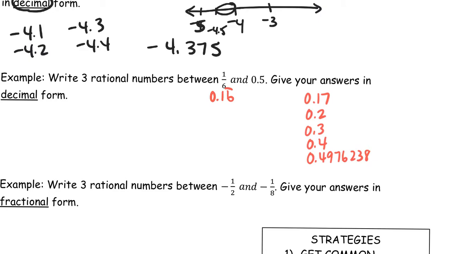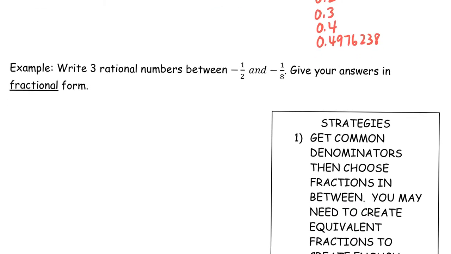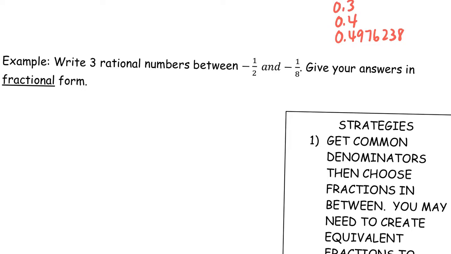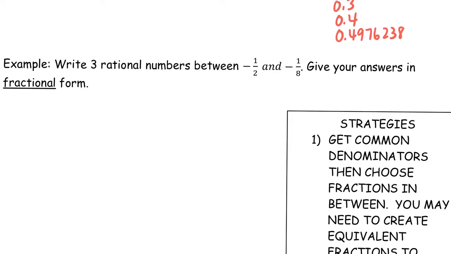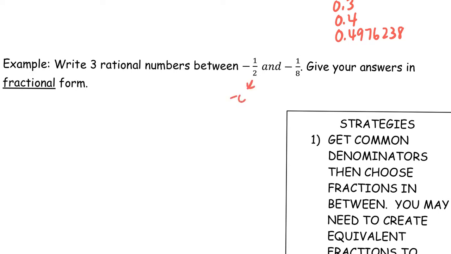Okay. Now, the last example is writing three numbers in between, say, -1/2 and -1/8, giving our answers as fractions this time. So if I want my answers to be fractions, then I probably want to work in fractions. You could convert these into decimals. This would be -0.5, and 1/8 would be -0.125, and then choose decimals in between there, and then turn those back into fractions. You certainly could do it that way. For example, I could pick -0.3, well, that would be -3/10.